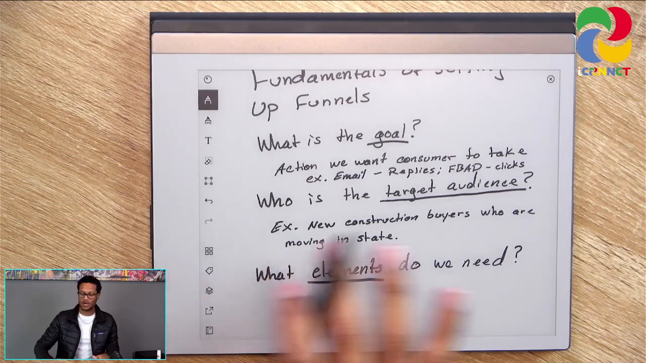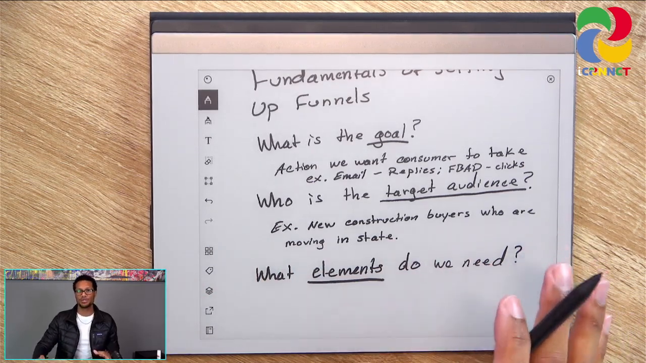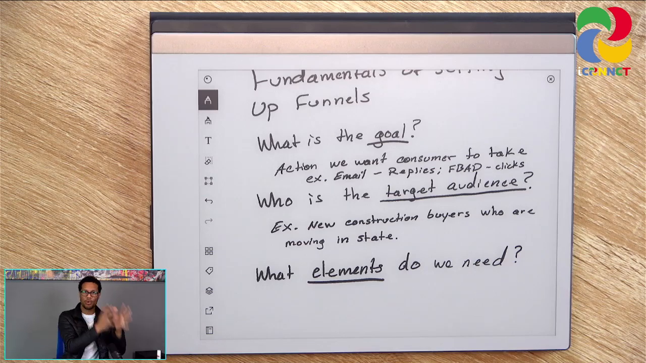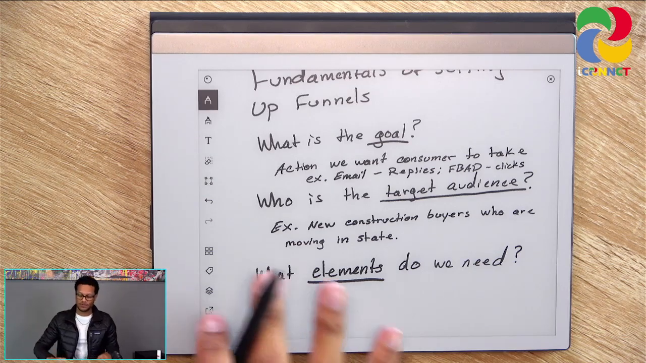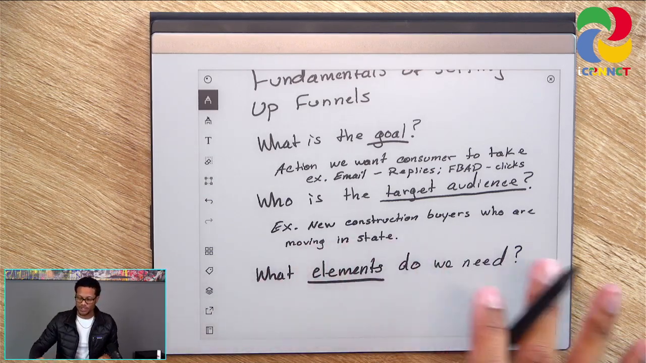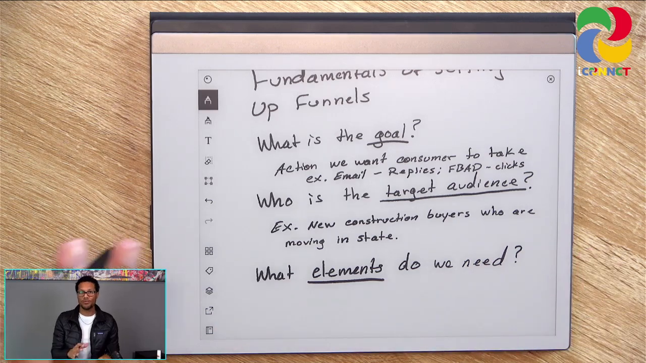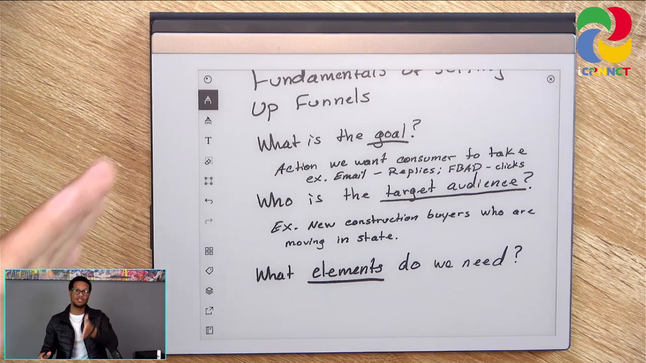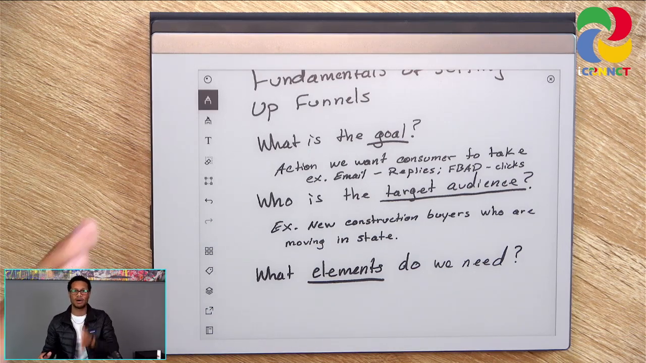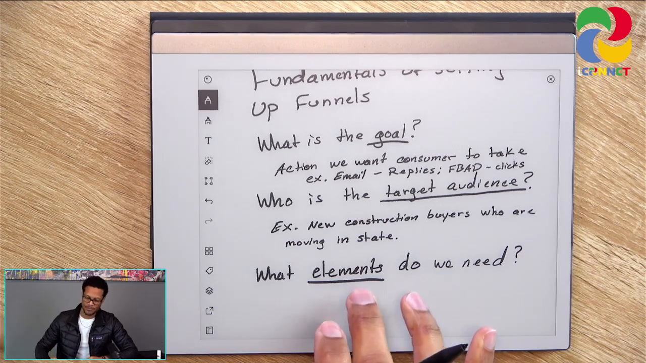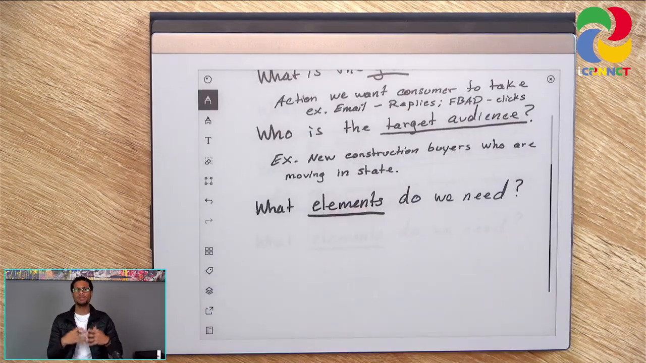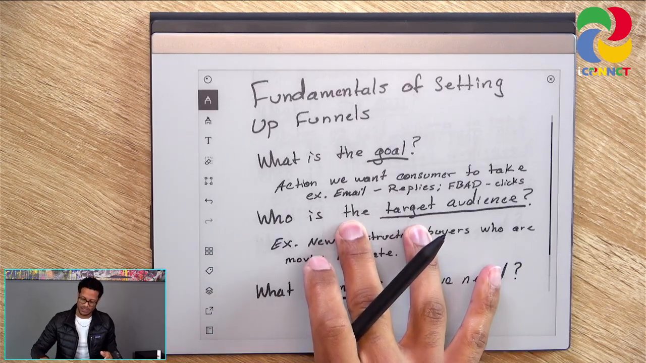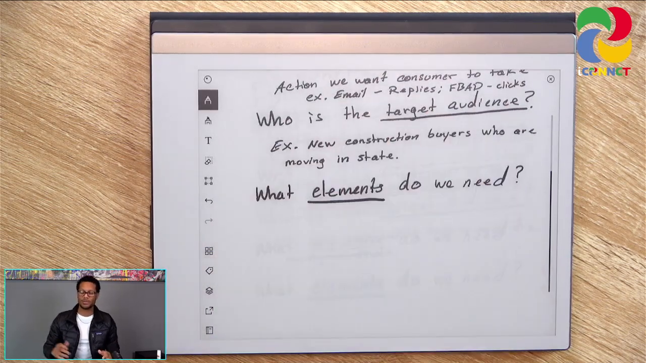So for now, for our target audience, we want to choose somebody who's trying to go from point A to point B. And so for this one example, we have new construction buyers who are moving in state. They sold their home over here, or they finished renting or whatever it is, and they're migrating into my state, into my neighborhood, and their main goal is to buy new construction homes, right? Okay, so now that we know the goal, and actually, let's use Facebook ads.